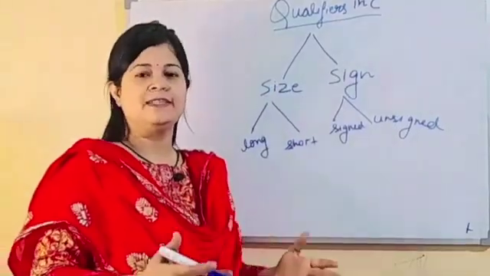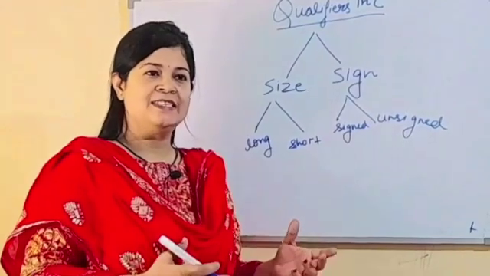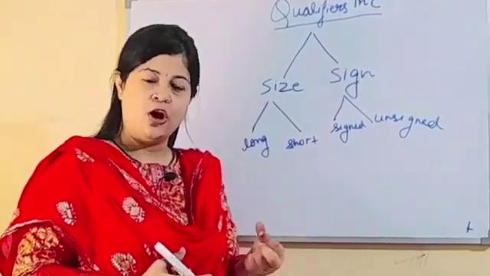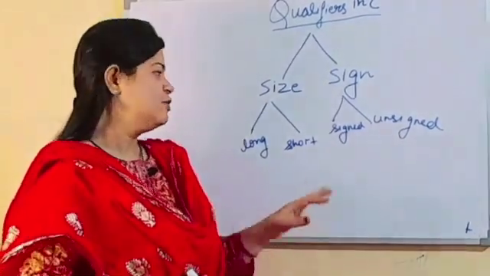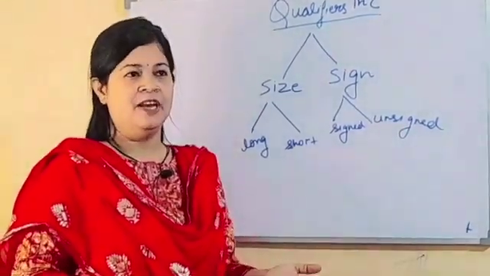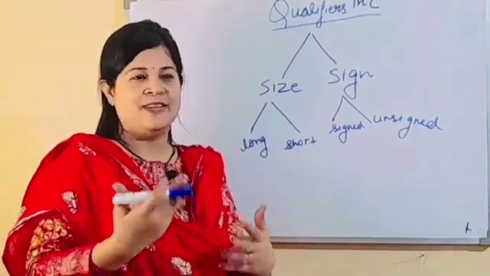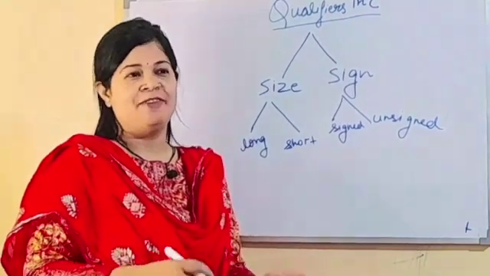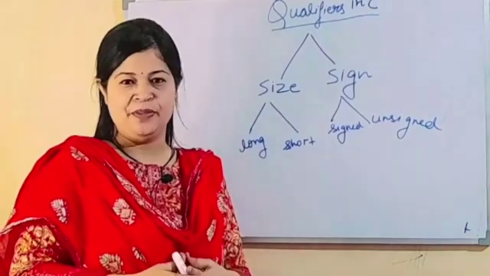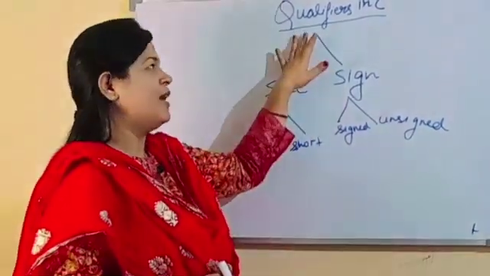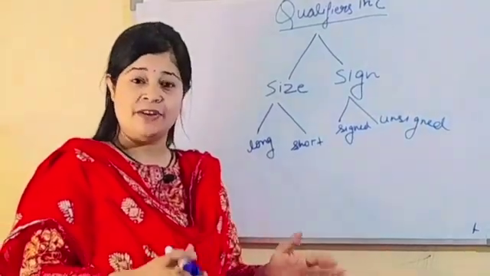Now qualifiers in C. First of all, what is a qualifier? A qualifier is a word that limits or enhances the meaning of another word. So if my name is Meenakshi and I use Dr. Meenakshi, it will give some privilege to my name. If I am saying student Meenakshi, that will give a different meaning to my name. So likewise, we use qualifiers with data types.